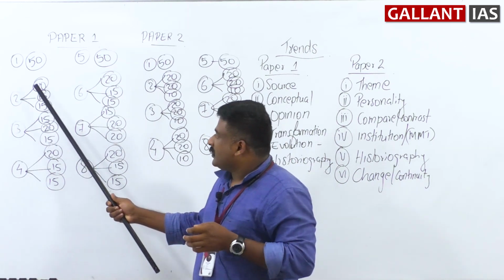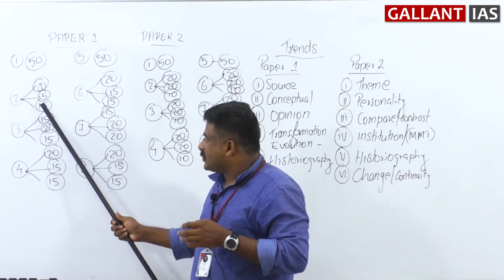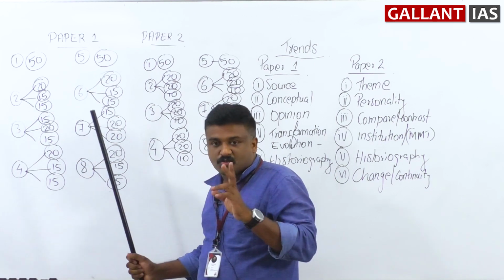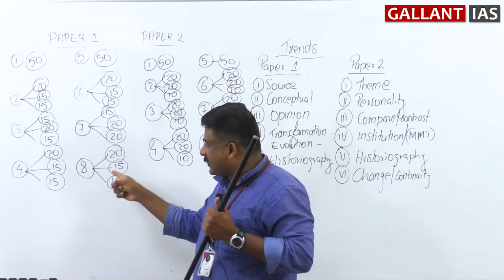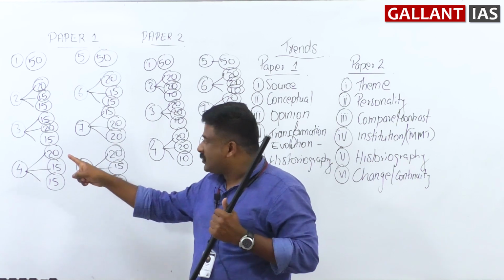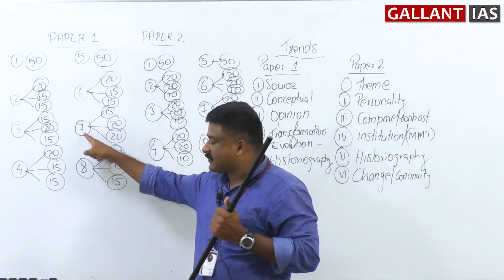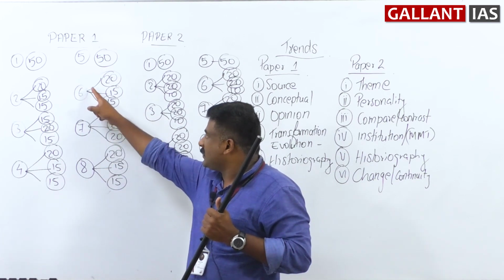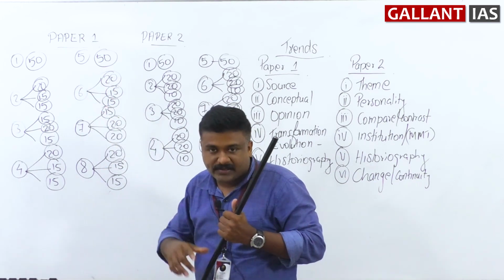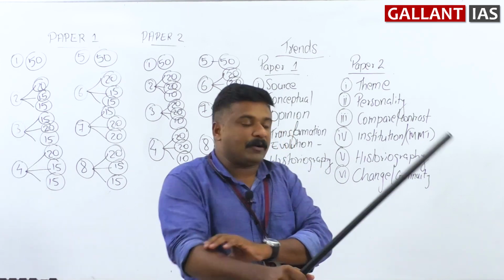So each one carries 20 marks, 15 marks, 15 marks. That way 3 questions will be there, and you attempt any 3 out of this. For example, if you attempt 7, all the 3 questions of 7 you have to attempt. If 6, all the 3 of the 6 you have to attempt. So that is paper 1.